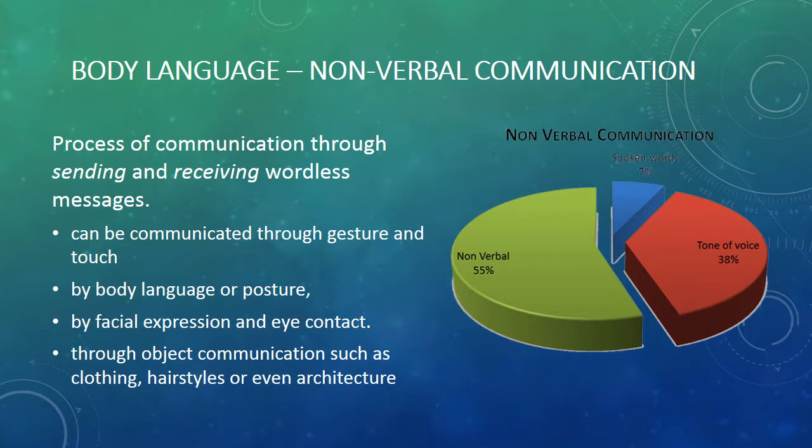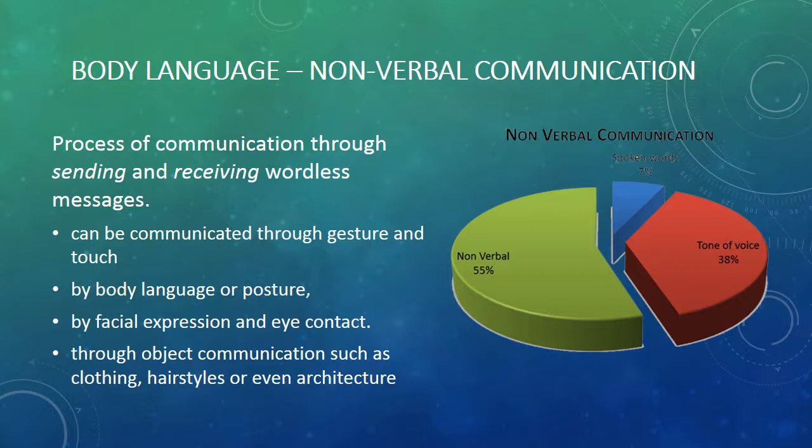So, in addition to languages, we also deal with body language. Body language is the process of communication through sending and receiving wordless messages. It can be communicated through gesture and touch, by body language or posture, by facial expression and eye contact, through object communication such as clothing, hairstyles, or even architecture. If you think about it, even in a very small part of your life, how you dressed in high school oftentimes represented who you wanted to be seen as. Same thing if your child is not making eye contact with you, they're up to something. And oftentimes when there are no words to console you over something you're upset about, having someone just hold your shoulder or give you a hug is more than enough communication.